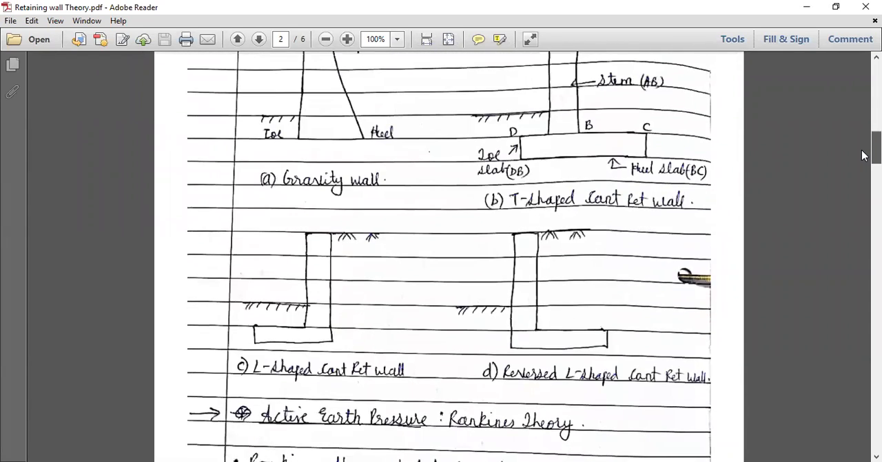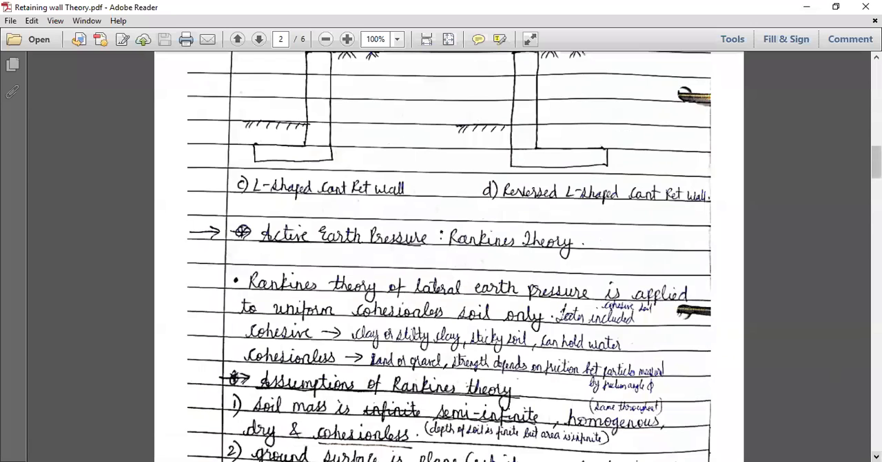Now let us see what is active earth pressure, or Rankine's theory. Since I told you the equations are derived on the basis of Rankine's theory, and the assumptions are based on it, first we should know what Rankine's theory is. Rankine's theory of lateral earth pressure is applied to uniform cohesionless soil only.